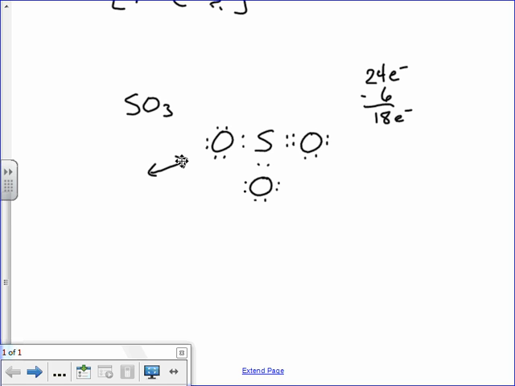Just for fun on that one, okay? So all you need to know basically is 3rd row and below, they can expand their octets. You don't need to know why, because we're still kind of figuring out why, okay? All right, so that's that.